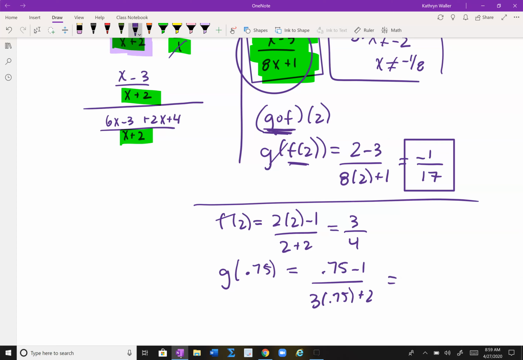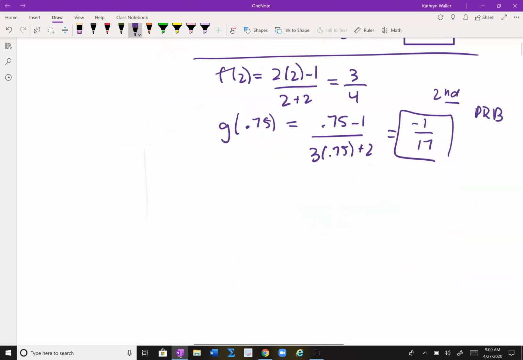So if you grab your calculator, you'd have to go parenthesis, 0.75 minus 1, close it, divided by parenthesis, 3 times 0.75 plus 2, close it, enter, and you get this bad decimal. But if you go second PRB, enter, that gives you the same thing, negative 1 over 17. So the button that you push to get there is second, and then the diagonal PRB button, and it turns it into a fraction. Okay? All right, that was 1A and 1B.